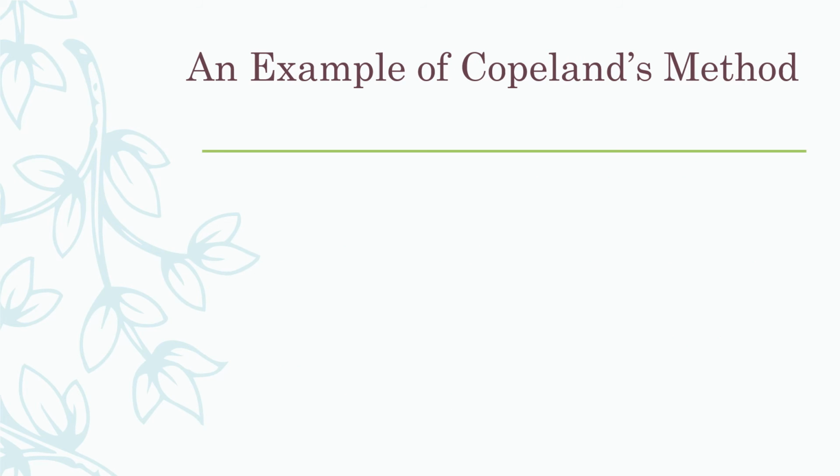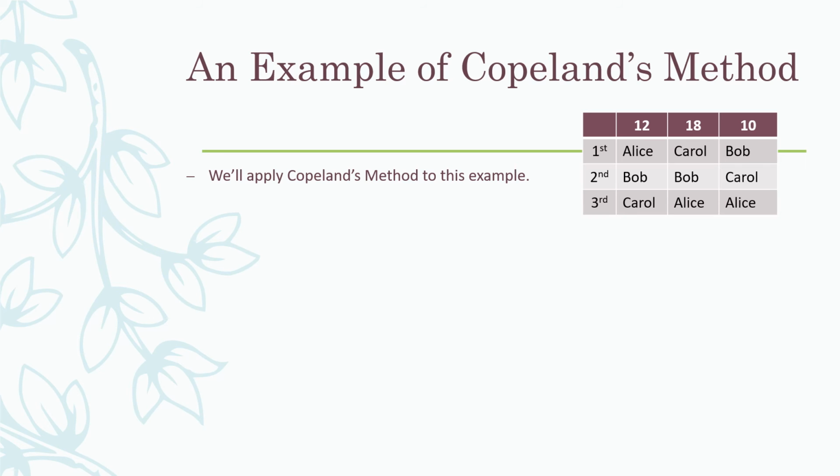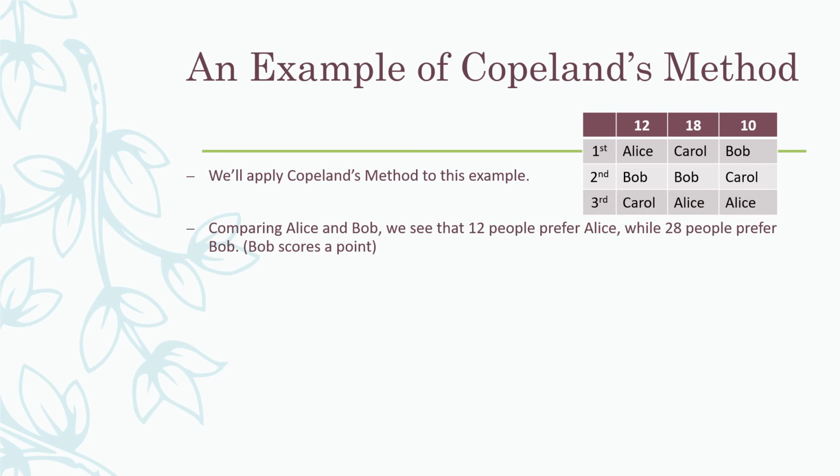So let's look at an example, specifically this one. So if we compare Alice and Bob in our first example, well, Alice has 12 votes for the first column because they were ranked first, but they lose the second and third column. Bob is more favored there. So actually it turns out that 28 people think that Bob is better, which is fine. So Bob is going to get a point.